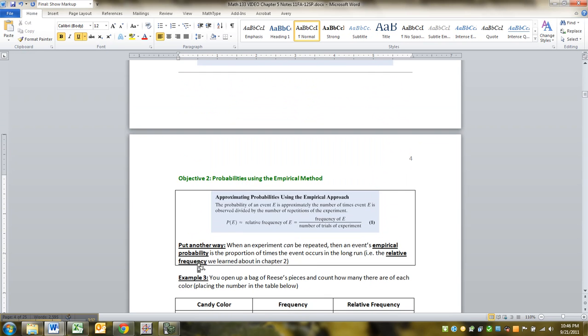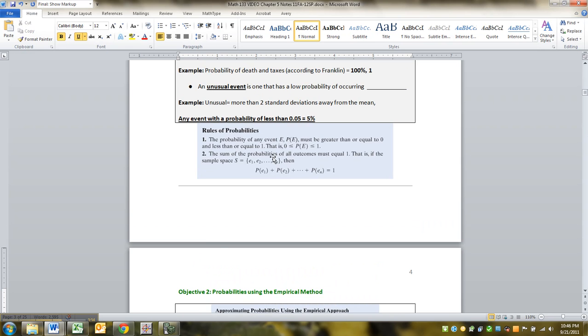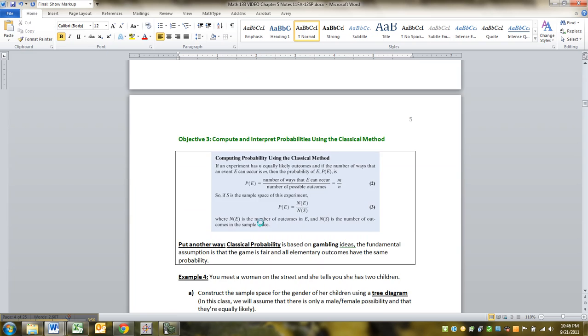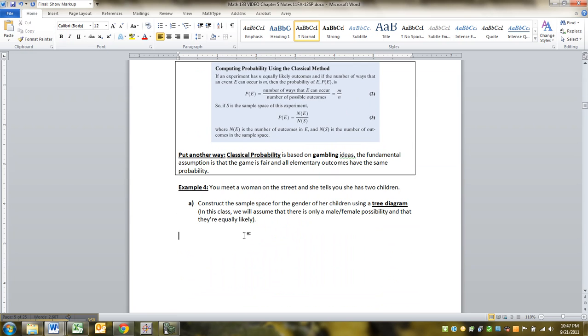Now, the above table shows a probability model. A probability model has to follow these rules: every probability is between 0 and 1, and the probabilities total to 1. They add up to 1, that column. Done.